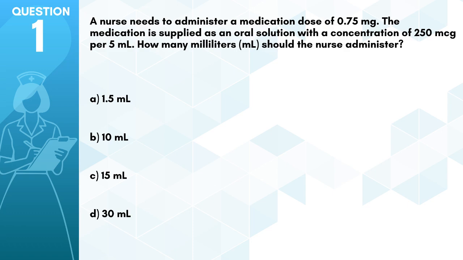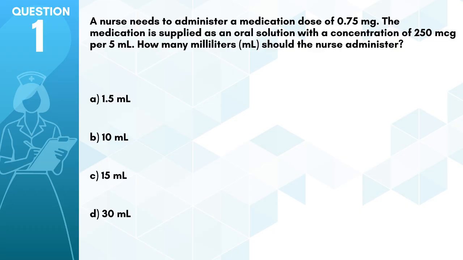Question 1. A nurse needs to administer a medication dose of 0.75 milligrams. The medication is supplied as an oral solution with a concentration of 250 micrograms per 5 milliliters. How many milliliters, mL, should the nurse administer?